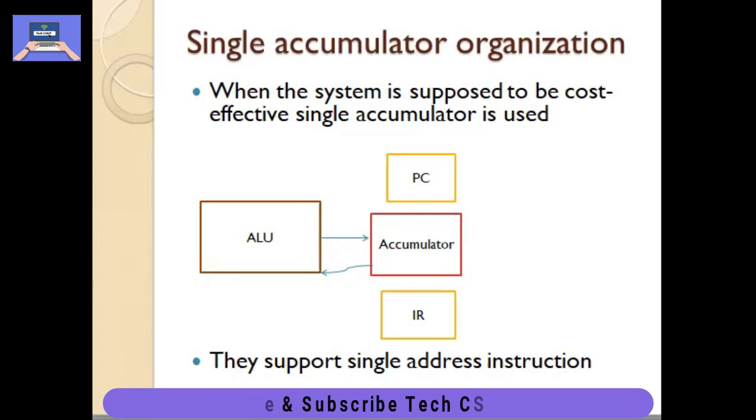When you are supposed to make your systems cost effective, single accumulator is used because it supports single address instruction, and it only uses one register for the instruction. Single accumulator, as is given by the name, uses only one register for performing the instructions.